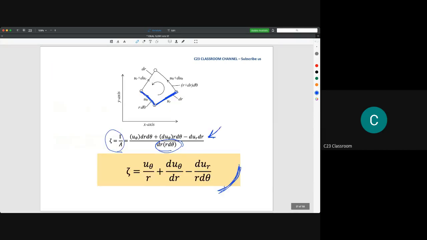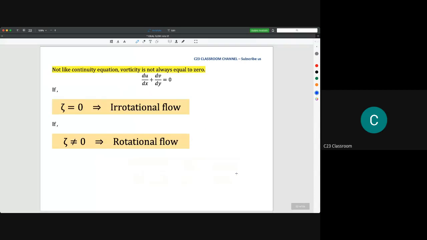Okay, so what is the meaning of vorticity here? The first thing that you should know is that in the continuity equation, you must always get 0.